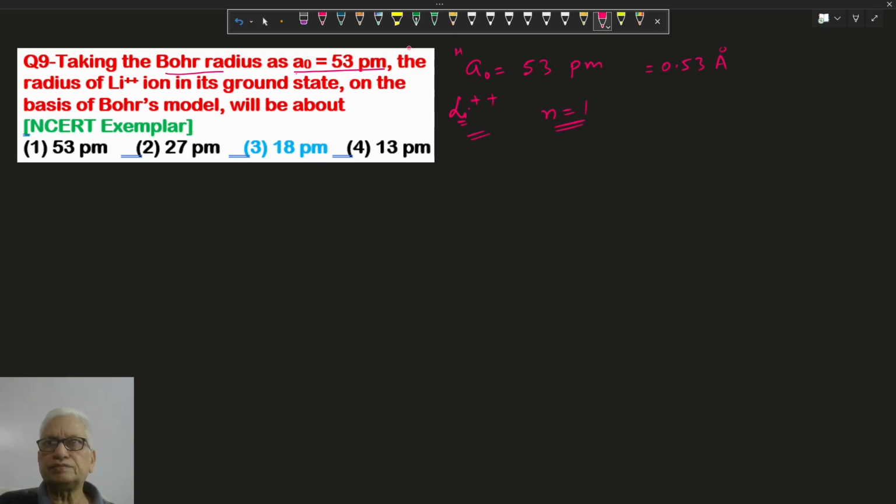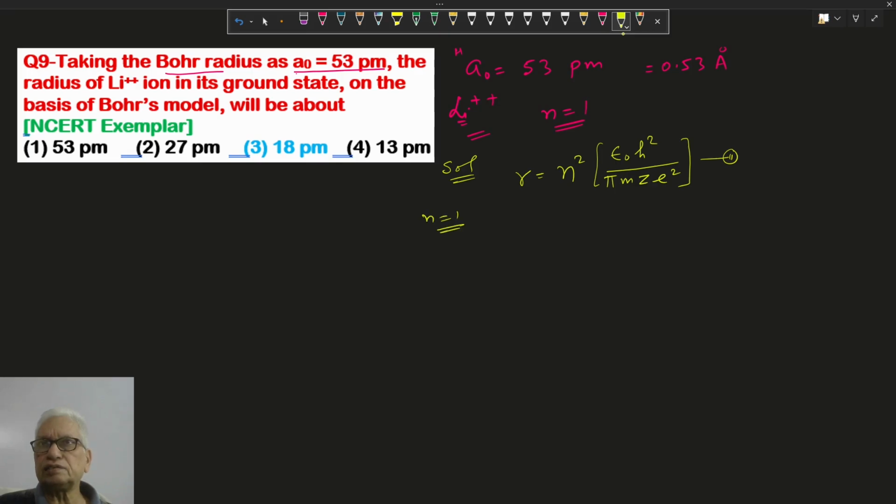The basis of Bohr's model is that we have to find the radius roughly. We know the formula of the radius: n square epsilon naught h square upon pi m Z e square. This is the formula of the radius. Now n is equal to 1.